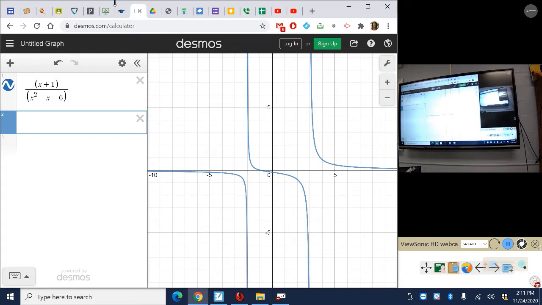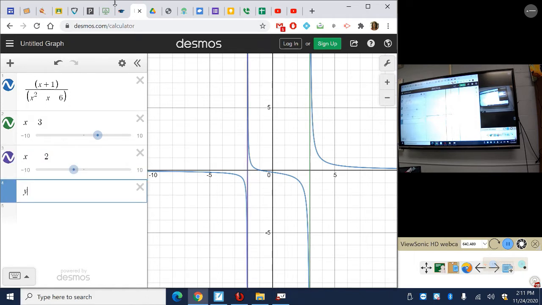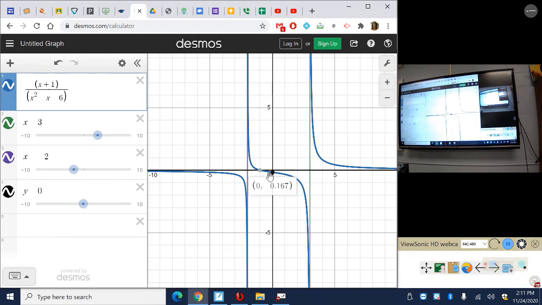Now I'm going to put in my vertical asymptotes. We said our vertical asymptotes were at x equals 3, and our other vertical asymptote was at x equals negative 2. And then we had a horizontal asymptote y equals 0. So that's what we have going on here. Now if I click on this graph, that's a point that we wanted, and that's a point that we wanted.